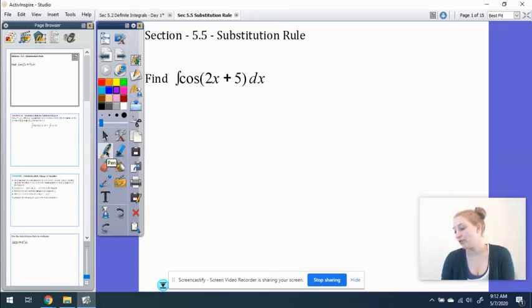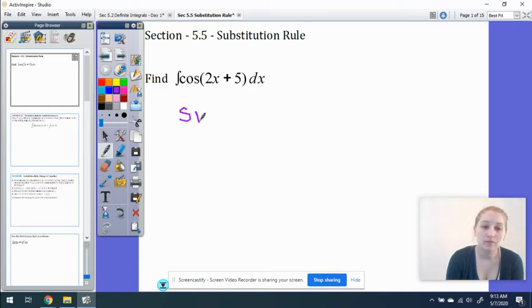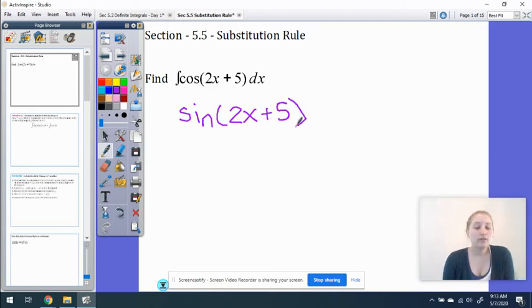Okay, so this section is all about essentially undoing the chain rule. Let's think about this problem right here. I know that if I ended up with a cosine, my original equation was sine, right? So if I think about this as sine, and I started with 2x plus 5, okay? So if I think that that is my answer, I could check it by taking the derivative, right?